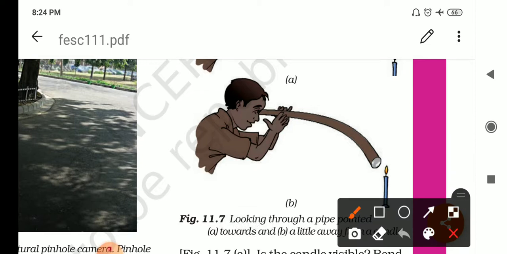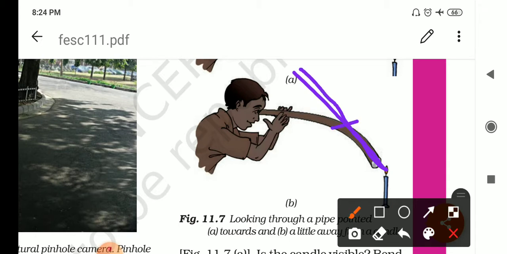When you bend this tube a little and again try to see the flame, what will be the observation? Now see the candle, you will not be able to see the candle flame because the light, obviously, will travel in a straight line, then it goes up to this point, then the path is like this.